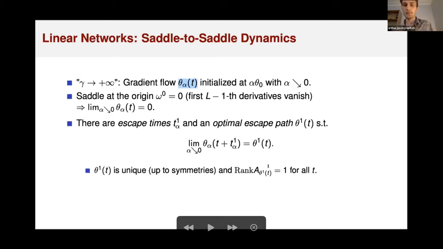And another consequence, what's also interesting, is that the obvious question is where does this optimal escape path end up?